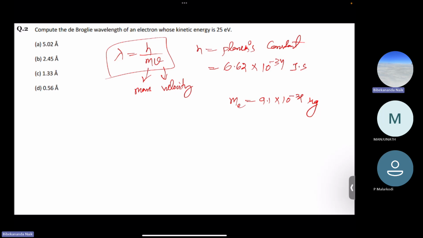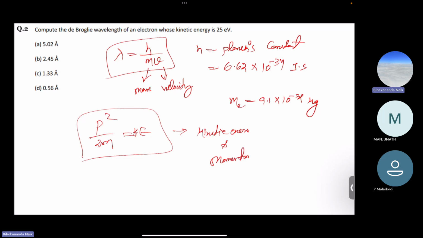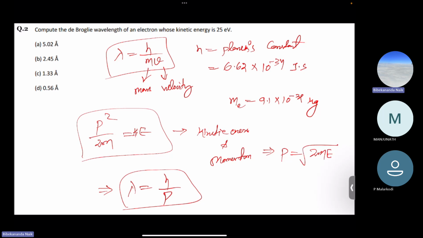But here the question says the kinetic energy is 25 electron volt. So if we try to use another formula, we know the energy is given by p square by 2m. This is the relation relating kinetic energy and momentum. Now lambda is nothing but h by p, the momentum. If you use this relation, p will be root over of 2mE, where E is the kinetic energy.